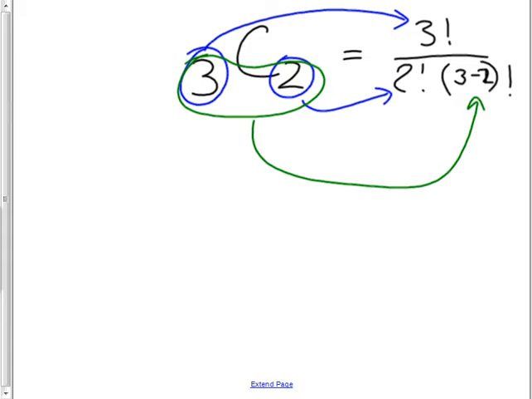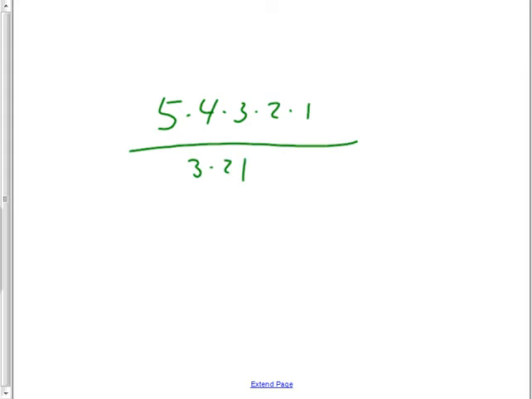All right, if you understood that and you understand what factorials are, I'm just going to remind you what they are. Say I had 5, 4, 3, 2, 1 over 3, 2, 1. Do you get how the 3, 2, 1 would cancel? And then I just have 5 times 4, and so the answer is 20. Okay. So would you please try this one? What is 4C3?